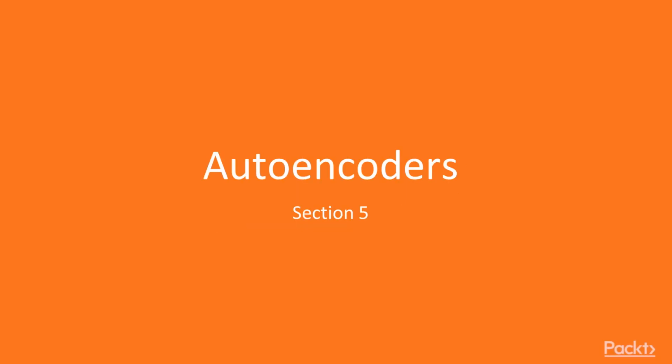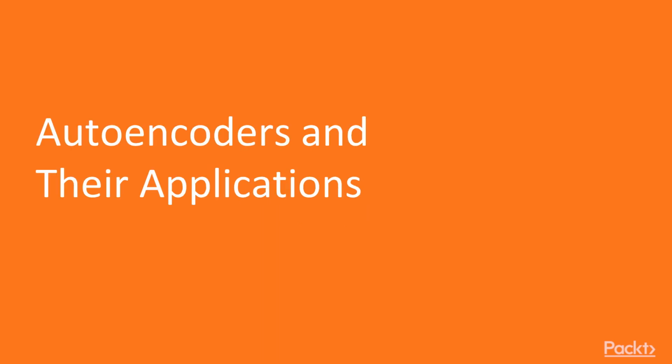Hello everyone, welcome to section 5. This section is about one of the most famous unsupervised learning algorithms, which is called autoencoders. Autoencoders have various types and different applications that we are going to cover in this section. In addition, we are going to practice solving relevant problems with autoencoders using TensorFlow library. So let's go on to this video, which is about autoencoders and their applications.